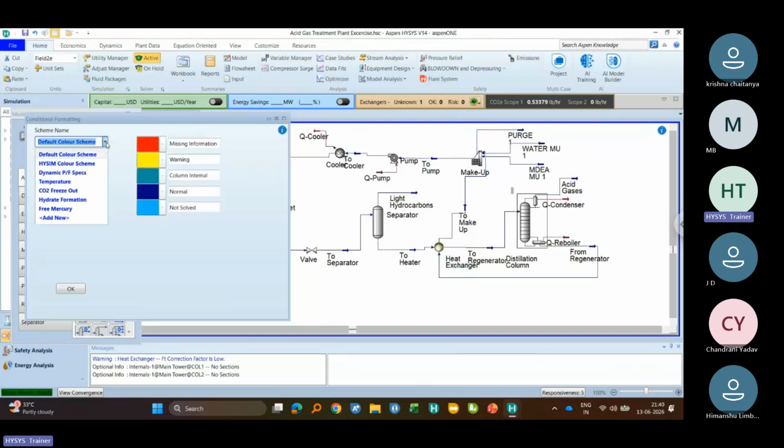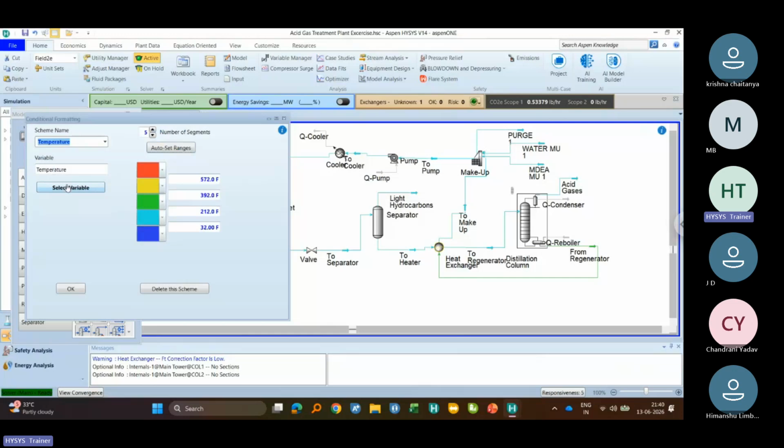Because we are doing it for temperature, we will simply select temperature as the variable. Now you can vary the number of segments as well over here. If I want to show only 3 to 4 colors, I can make it 3 colors, 4 colors, 2 colors, or maximum I can go up to 7.